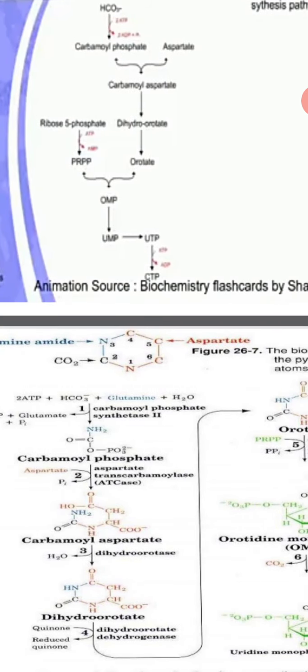So ribose 5-phosphate, by utilizing ATP energy, with ATP changed into AMP, gets a pyrophosphate attached to the first carbon.